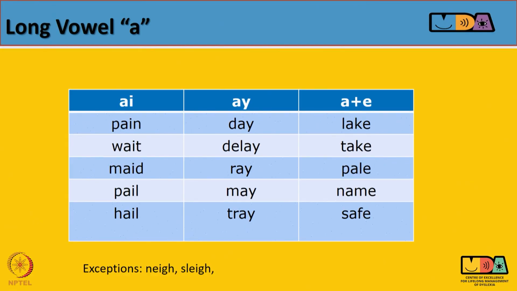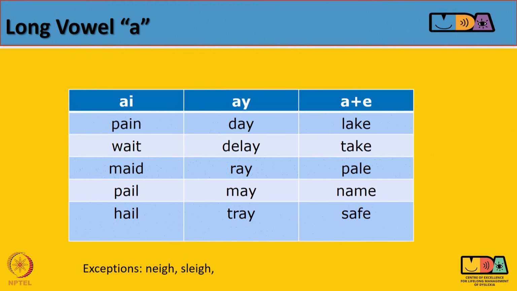Lake is your magic E vowel, long A sound, L, A, K, E. The E is silent, there has to be a consonant in front of the E. So, lake, take, pale, name, safe. These are all words with A sound, that is your long A vowel sounds.